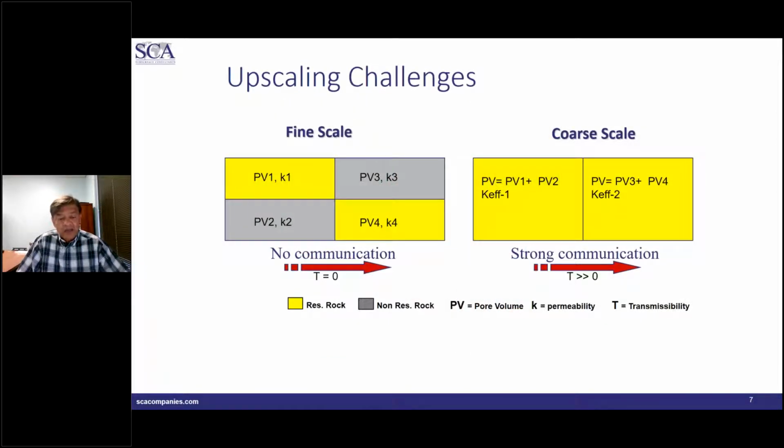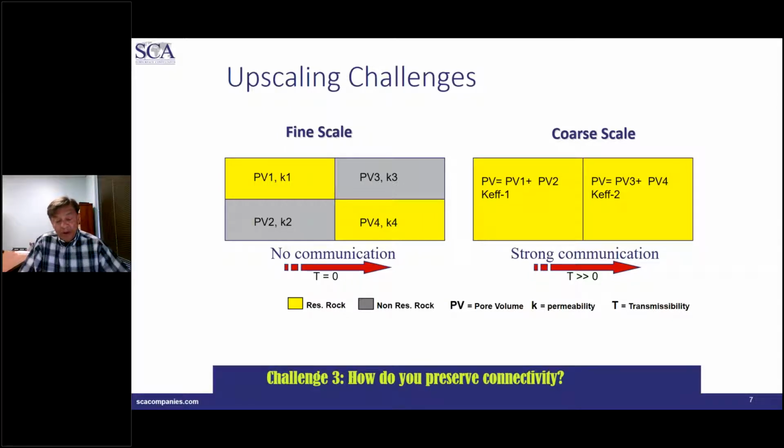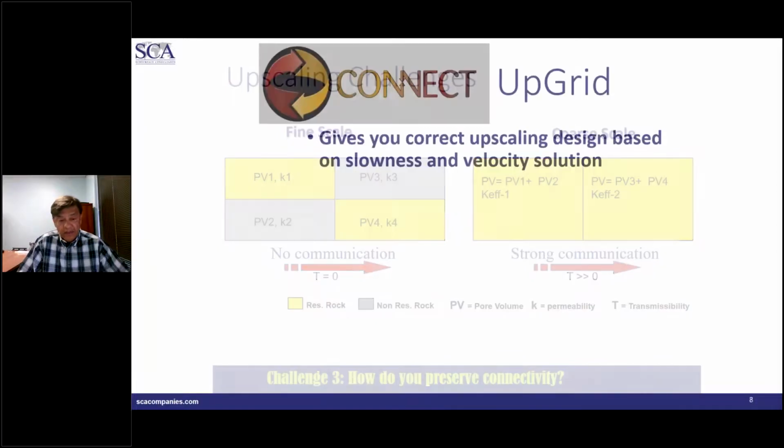The second upscaling challenge we have is that on the fine scale, if there is no communication because sand is connected to shale and shale is connected to sand, and then if you want to upscale it, then it's quite possible that the property on the core scale on an average basis will create a communication. So basically, when there was no transmissibility or connectivity on a fine scale, you can artificially create a connectivity on a core scale. So if you really want to make sure that the fine scale connectivity is preserved on a core scale, then we want to make sure that it is preserved after upscaling.